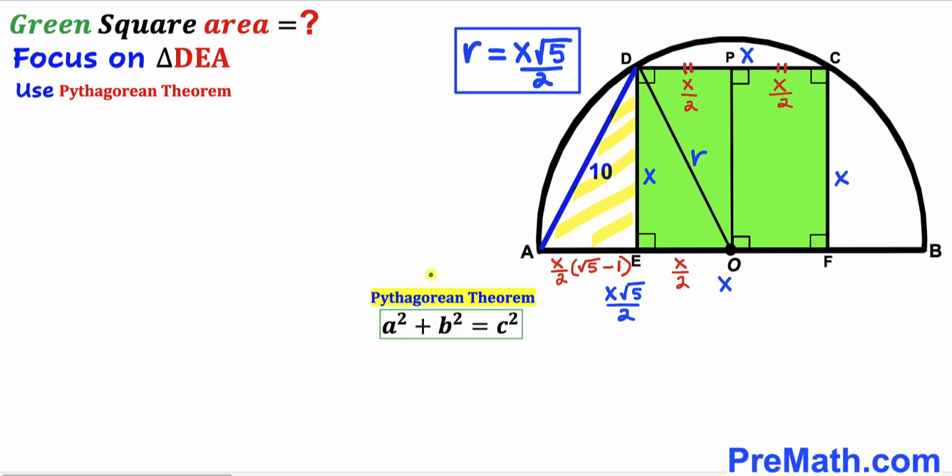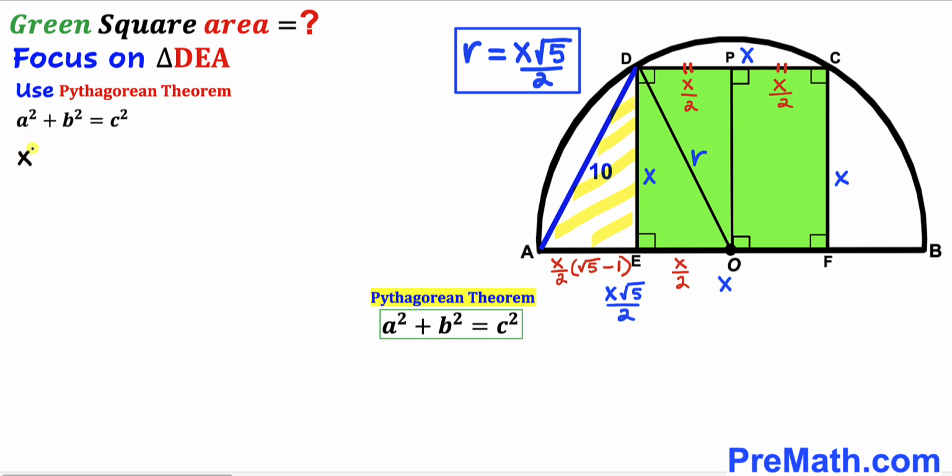And here's our Pythagorean theorem once again: a square plus b square equals c square. In our case, our hypotenuse is 10, whereas our two other legs are x and x divided by 2 times square root of 5 minus 1. So let's go ahead and fill in the blanks in this Pythagorean formula.